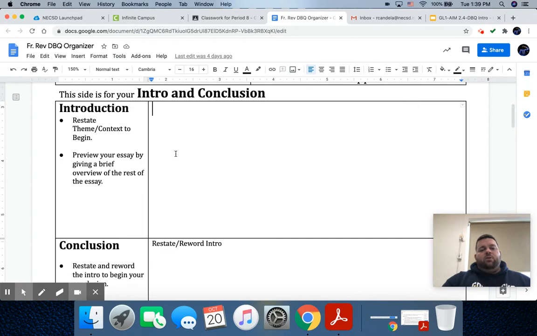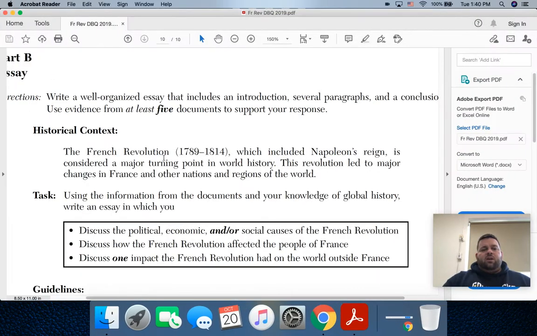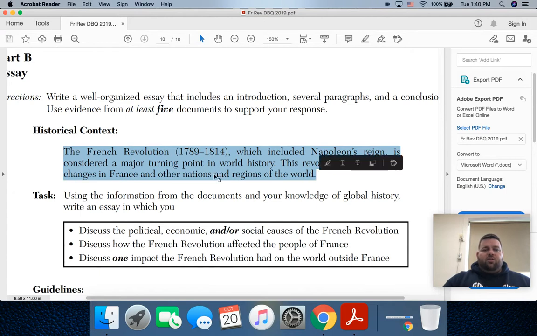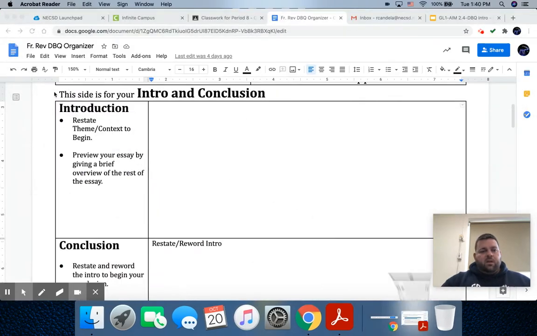So what you want to do is use the historical context as a starting point, but reword this in your own words. You don't want to copy it word for word, and I think that's an important tip. So that's how you're going to begin your introduction.